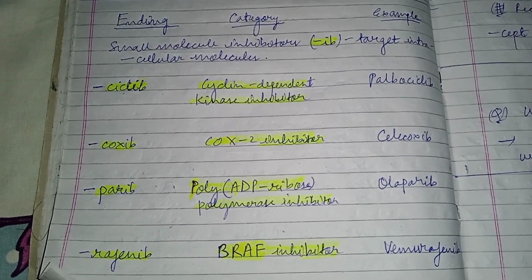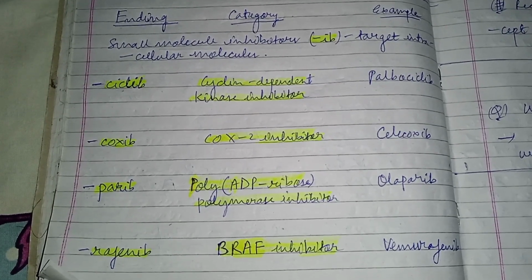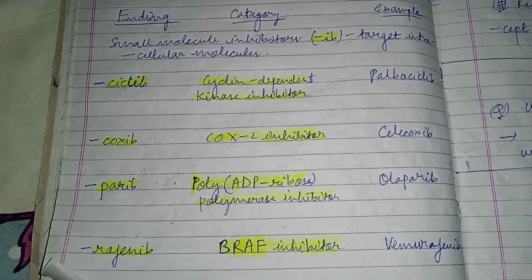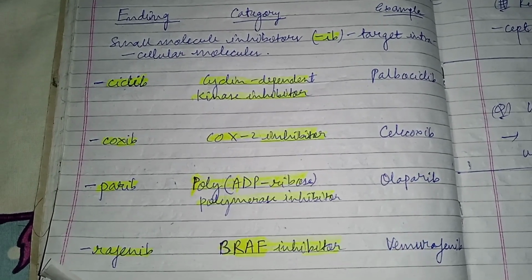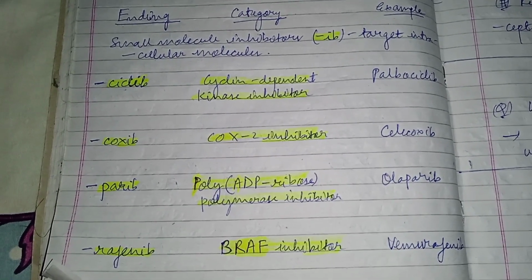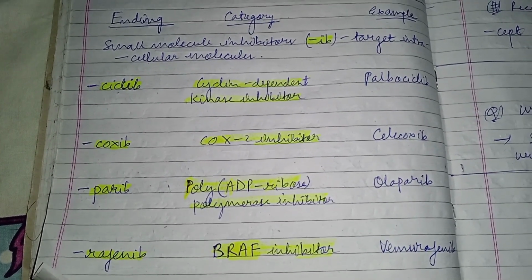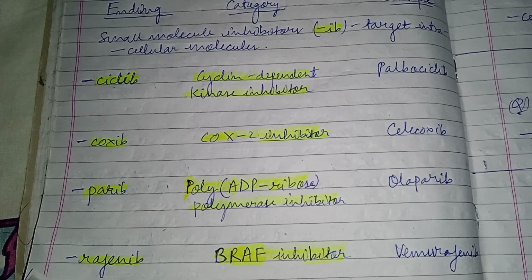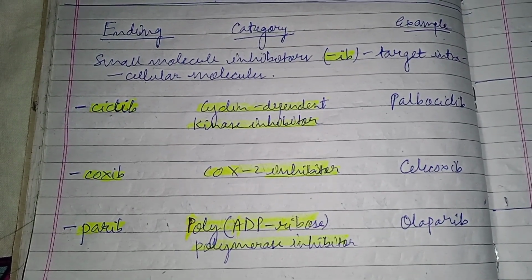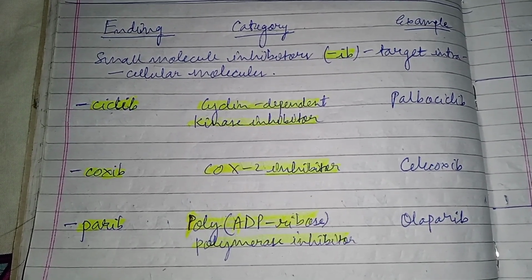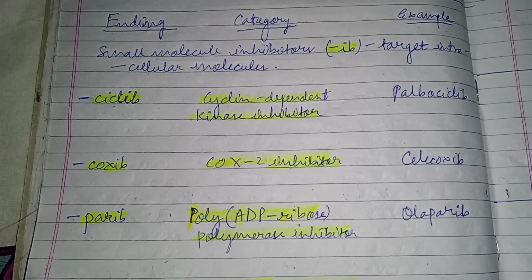I repeat, the ciclib suffix belongs to which category? Cyclin dependent kinase inhibitor. And example is palbociclib. Then coxib belongs to the category COX-2 inhibitor. And example over here, celecoxib. COX-2 means cyclooxygenase 2 inhibitor.